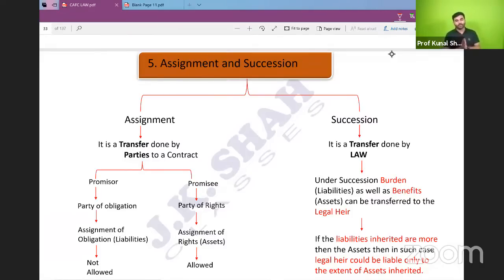Let us first focus upon assignment. Assignment is a transfer done by parties to a contract. There are two parties to a contract: one is a promisor, another is a promisee. Promisor is a party of obligation. Whenever a promisor wants to transfer something, then that promisor will transfer his obligations.